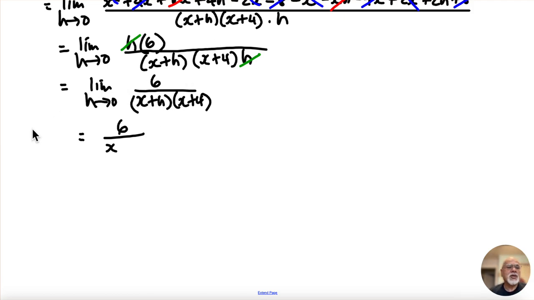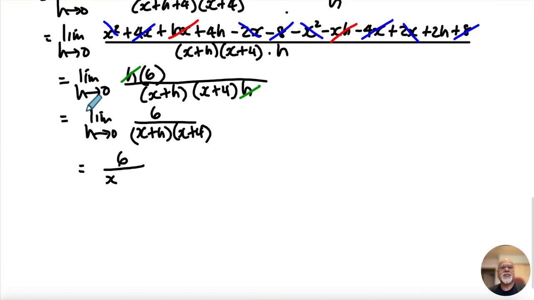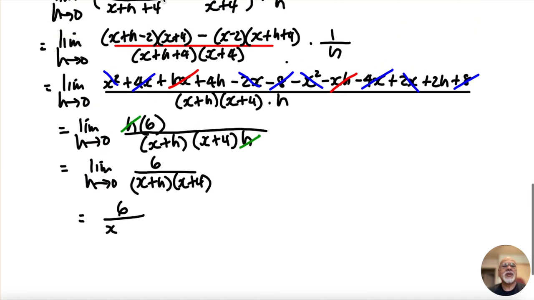Oh, I forgot something here. Hold on, I made a mistake. That was supposed to be, oh, I made a boo-boo here. This is supposed to be x plus h plus 4. Right, that was what's in the denominator before. So I have to fix this one as well.